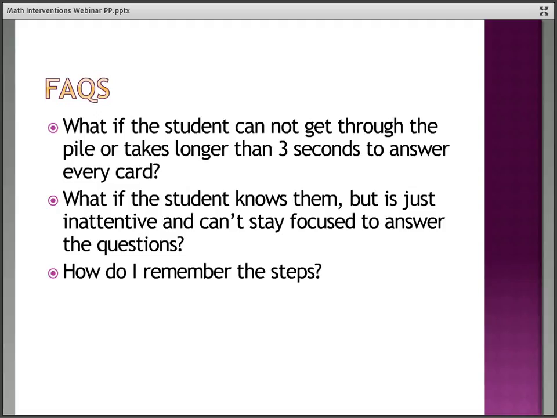So you can follow those steps. And even if I make a few errors while I'm learning the process? Any fact practice with corrective feedback is better than nothing. Even on our video, I didn't do it exactly correct, and I think she still would have learned some stuff.